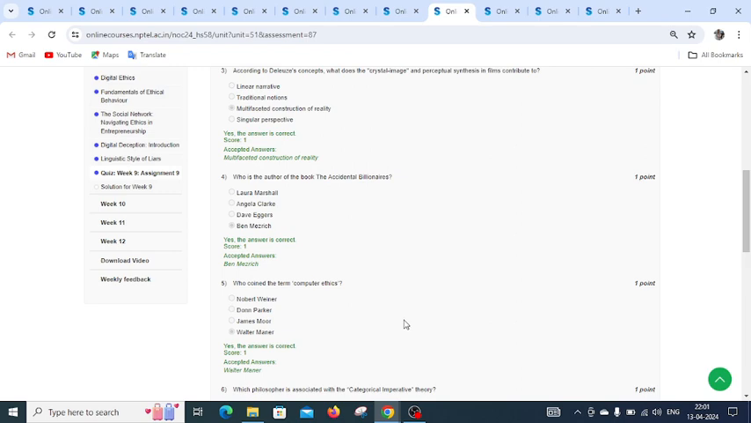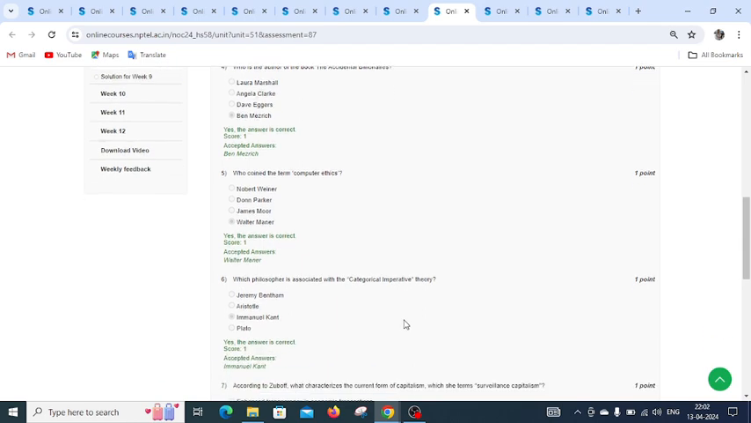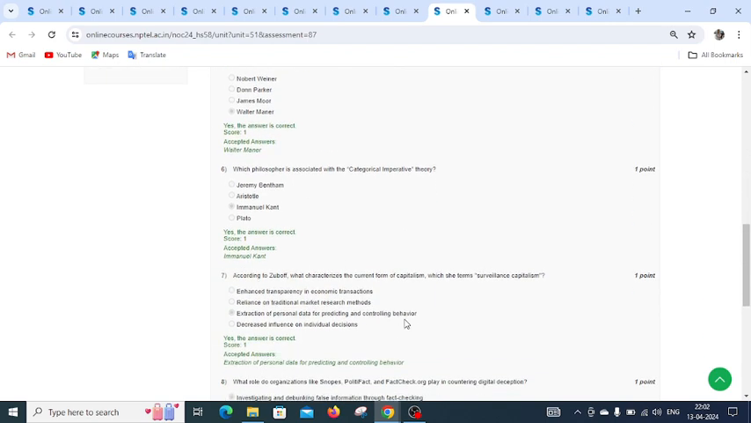Who coined the term computer ethics? That is your Walter Manor. Which philosopher is associated with the categorical imperative theory? That is your Immanuel Kant.